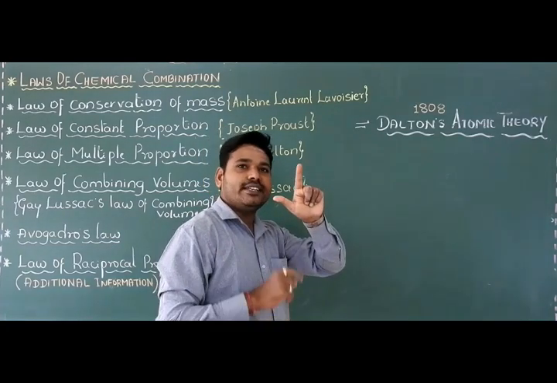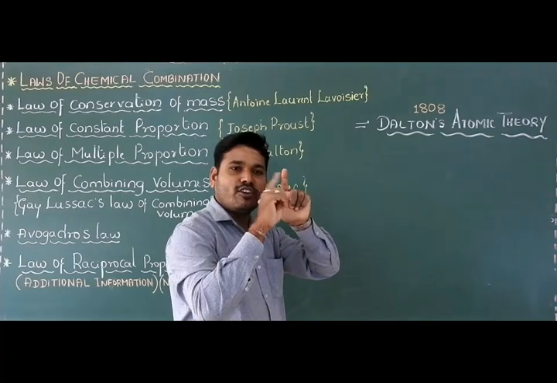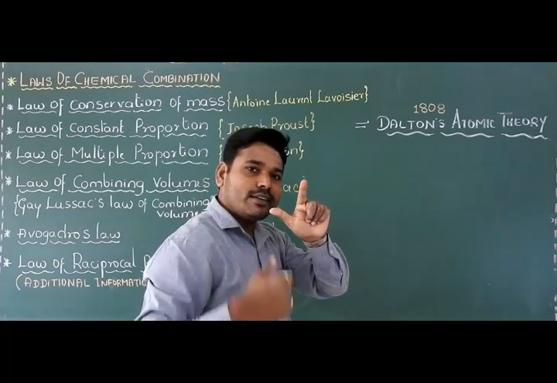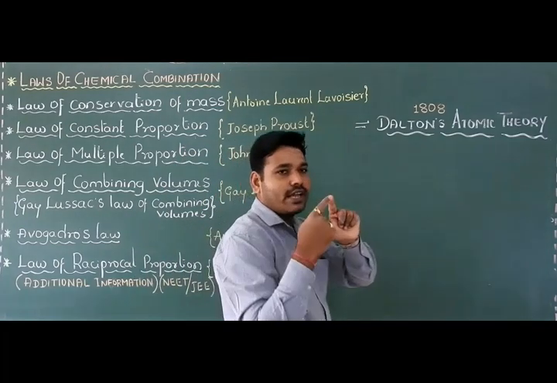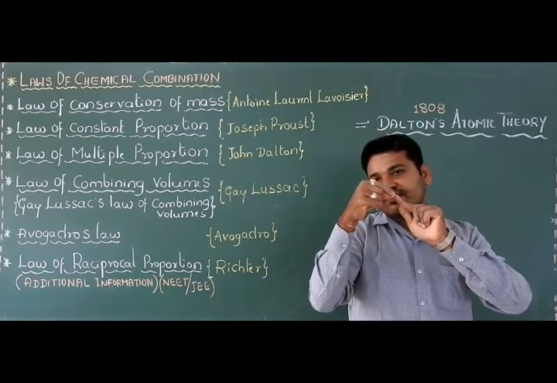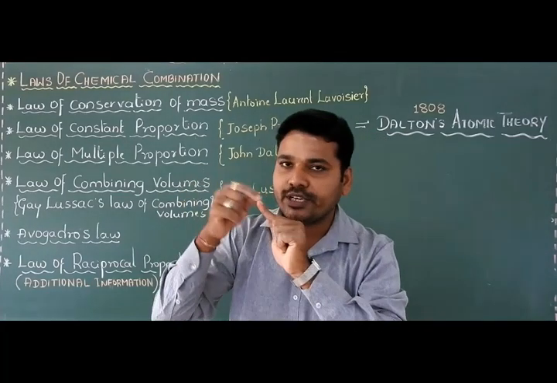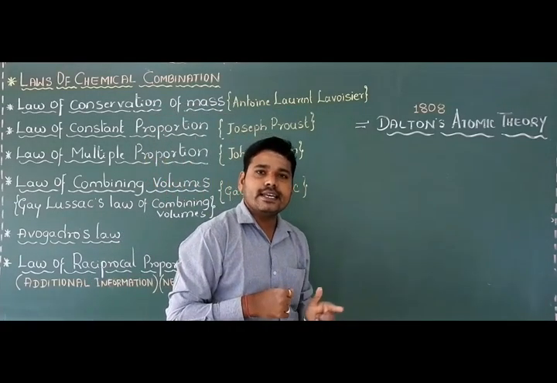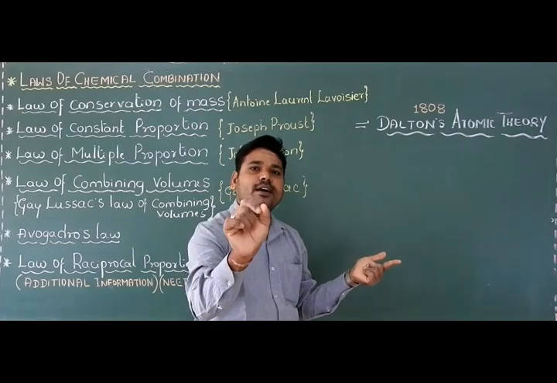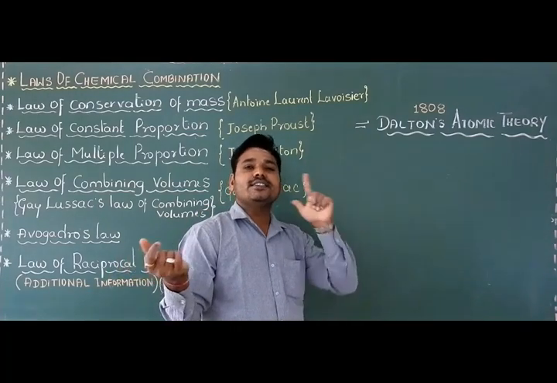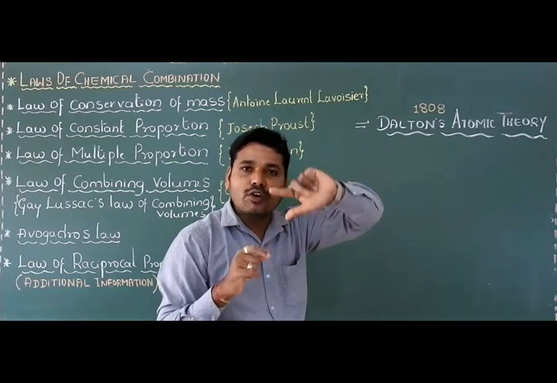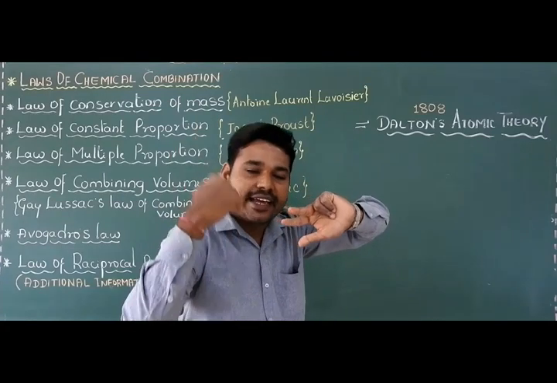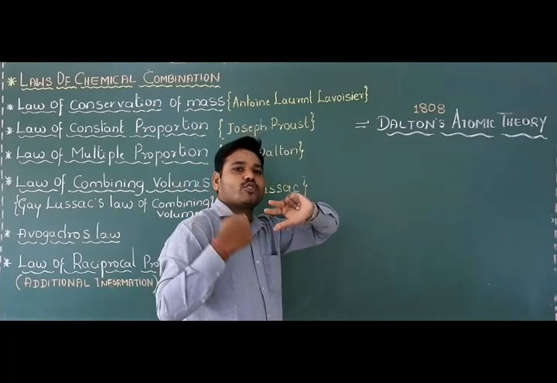The second postulate is the definition of atom. Please recall the definition: the smallest particle of an element which takes part in a chemical reaction is called an atom, students. So the definition of atom acts as the second postulate of atomic theory. I repeat the second postulate: the smallest particle of an element which takes part in a chemical reaction is called an atom. And now the third postulate is that atoms can neither be created nor be destroyed.